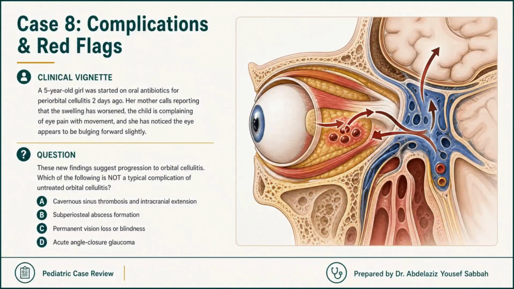Case 8. A 5-year-old girl was started on oral antibiotics for periorbital cellulitis 2 days ago. Her mother calls reporting that the swelling has worsened, the child is complaining of eye pain with movement, and she has noticed the eye appears to be bulging forward slightly. These new findings suggest progression to orbital cellulitis.